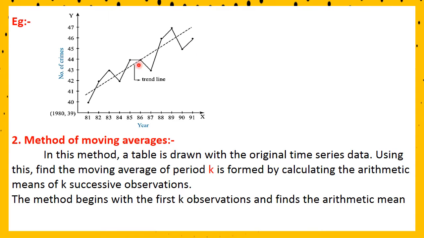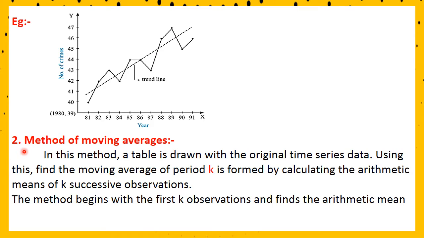Then we will join these points and get the graph of this given data. And this dotted line represents the freehand smooth curve. That is, it represents what the data shows, that it is an upward trend. That is, it goes on increasing year by year. There are fluctuations, still it is going up only. That is, it is a positive trend or upward trend.